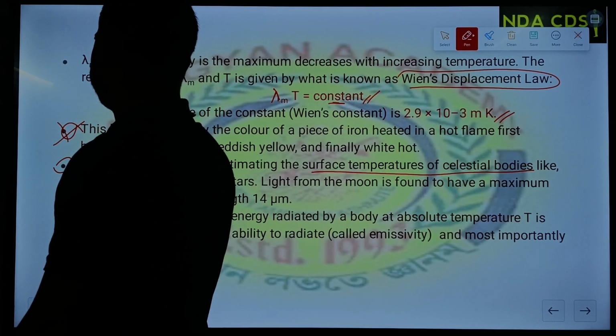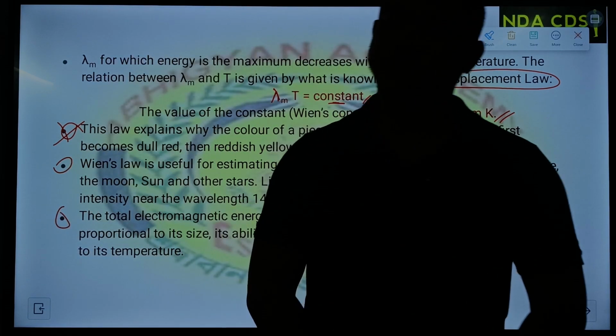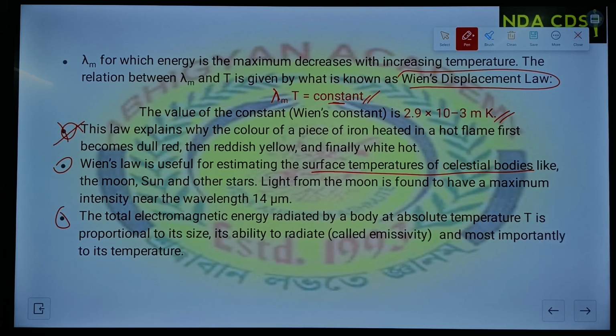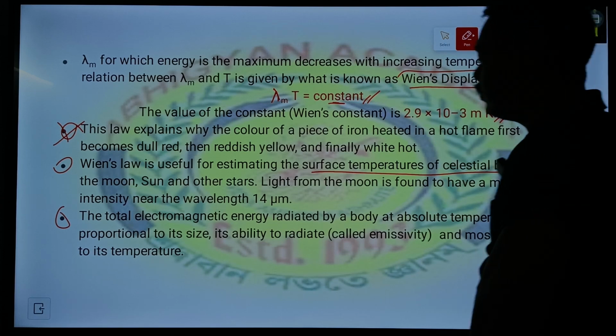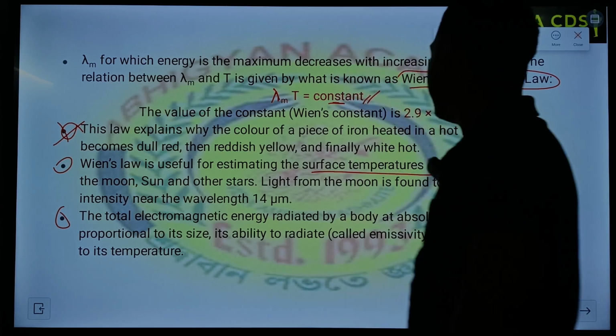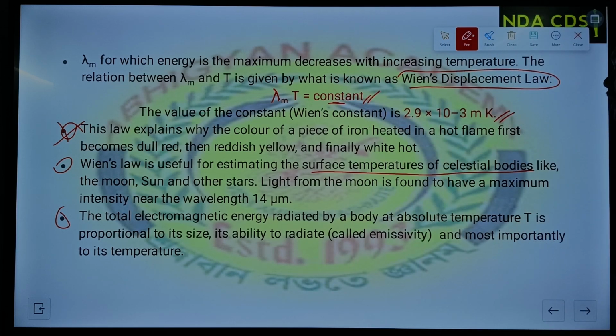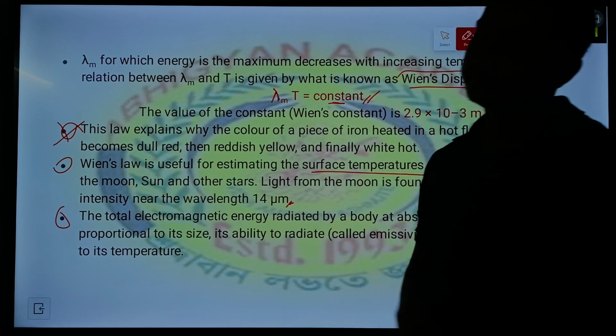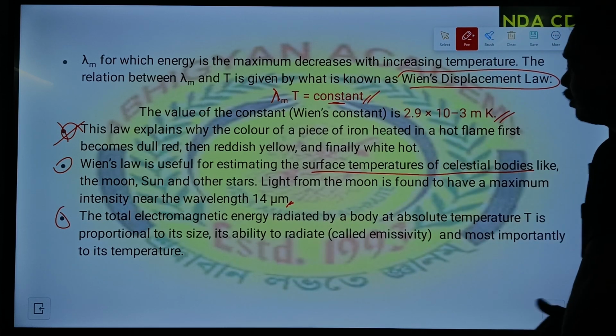Third and fourth point. That's important. Wien's law is useful for estimating the surface temperature of sun, moon, and other stars. And light from the moon is found to have a maximum intensity near the wavelength of 14 micrometer.